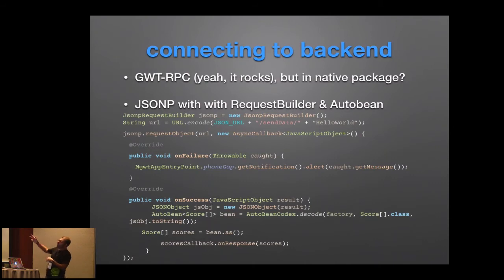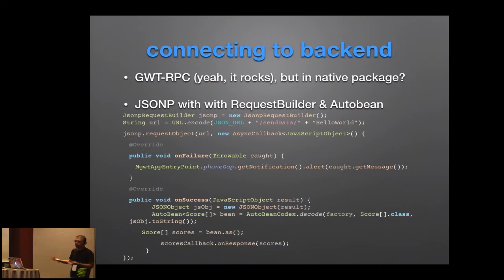What I did really helped a lot. I could just use the local storage to cache all my requests and retrieve them just in case the connectivity is not good, or while waiting for the response from the server. So this is, again, from the same app. Here you can see I'm using the JSONP request builder. I'm also using the AutoBean feature, which converts the JSON objects to Java objects magically.